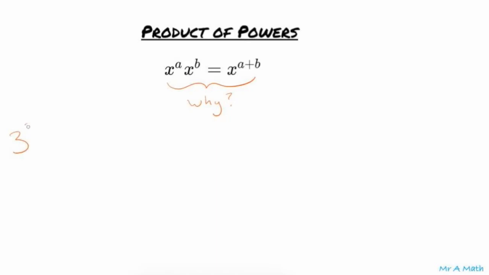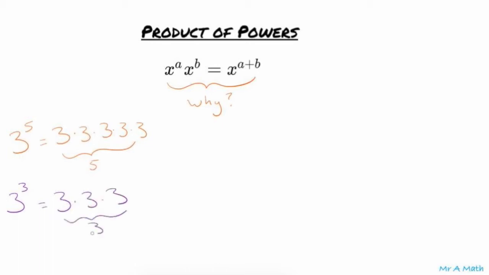If I consider something like 3 to the 5th power, well, if you know what 3 to the 5th power means, that's just 3 times itself 5 times. So this is just 5 total 3's being multiplied by itself. And if I have another example, like 3 to the 3rd power, well, 3 to the 3rd power is really just 3 times 3 times 3. And the amount of times we're multiplying 3 by itself is the same as the exponent.